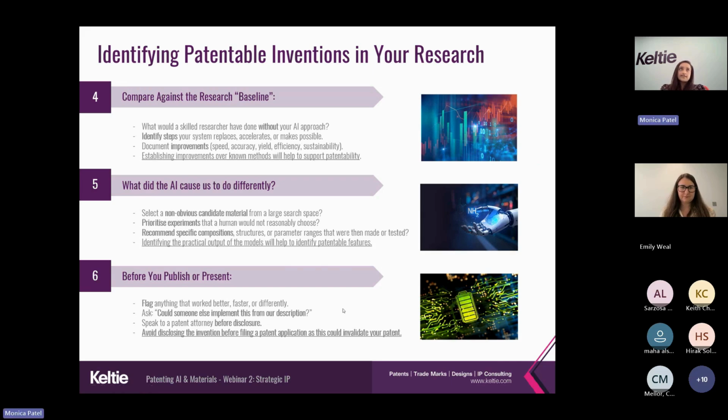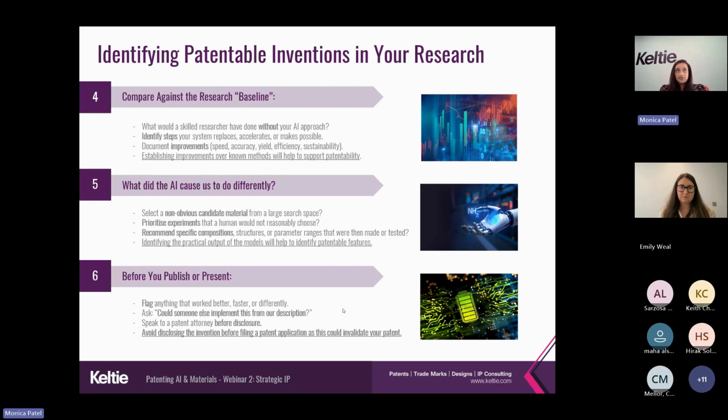Number 4 is compare against the research baseline. By research baseline, we mean what would a skilled researcher have done without using your AI-driven methods? And then identify steps that your system replaces. So, what does it do above and beyond that baseline? What does it make possible, and what does it accelerate?